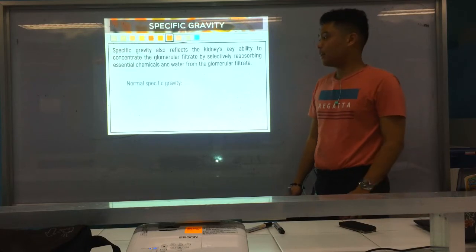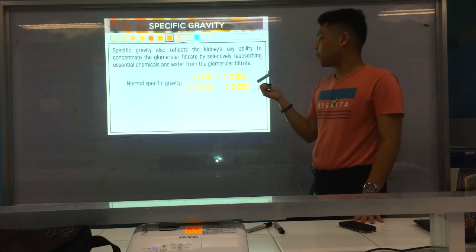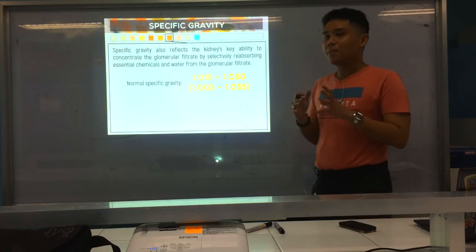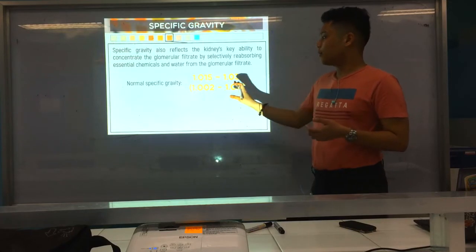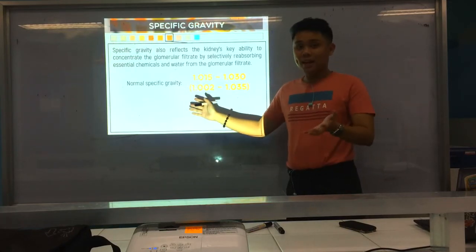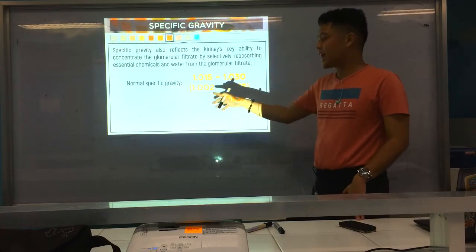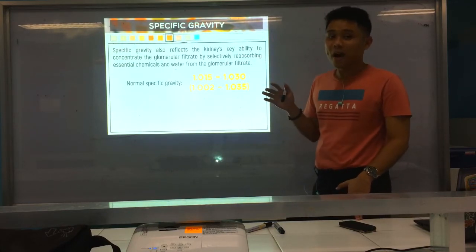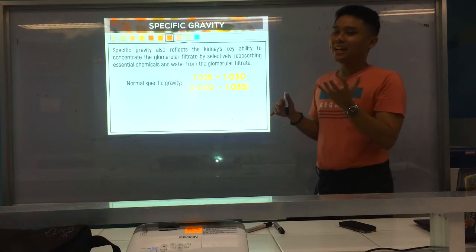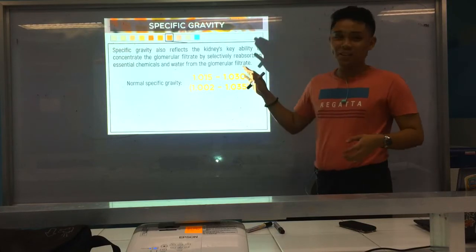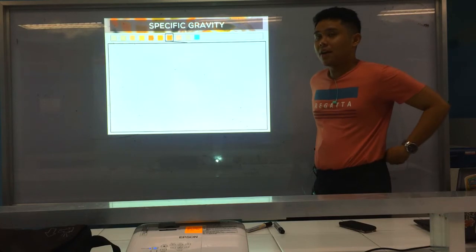Normal na itong spec grav sa urine specimen is about 1.015 to 1.030. But again, this would depend on the body state of hydration and other factors. Therefore, pwede siyang go as low as 1.002 to as high as 1.035. Walay urine spec grav na 1.000, that's distilled water na. And wala po nag-iihi na distilled water, no? Okay, so that's normal spec grav.